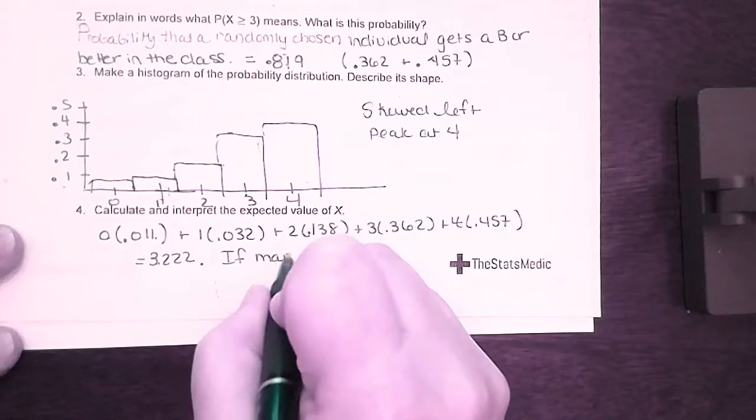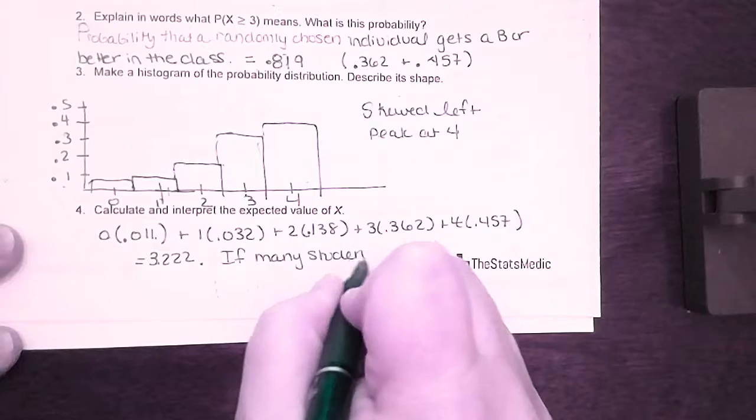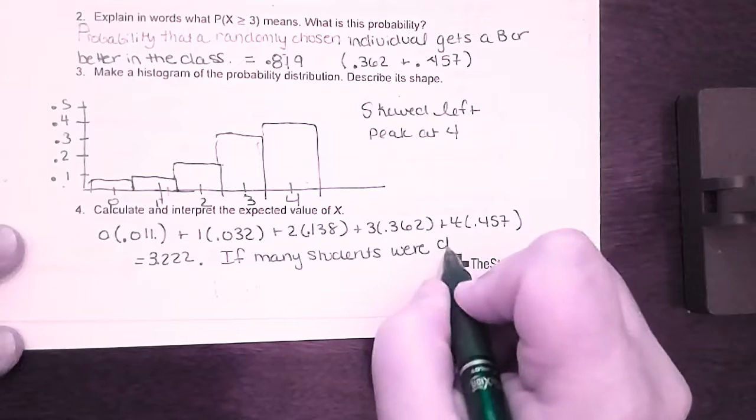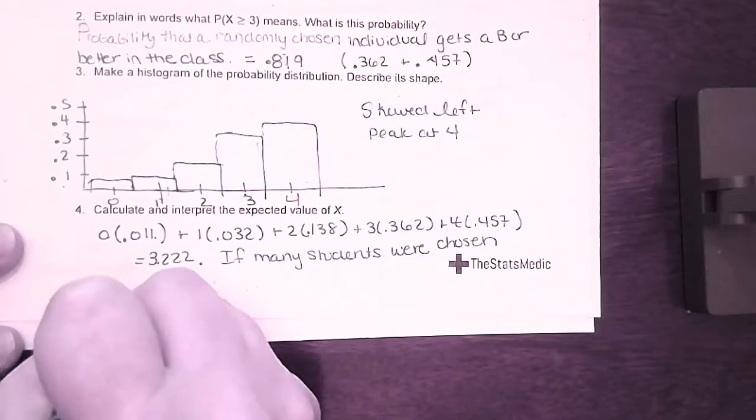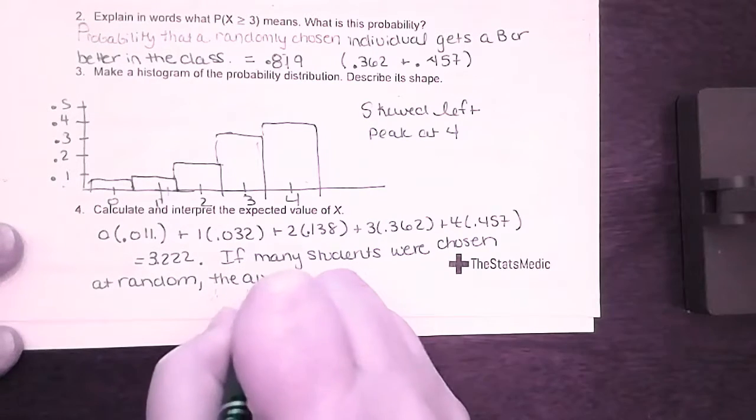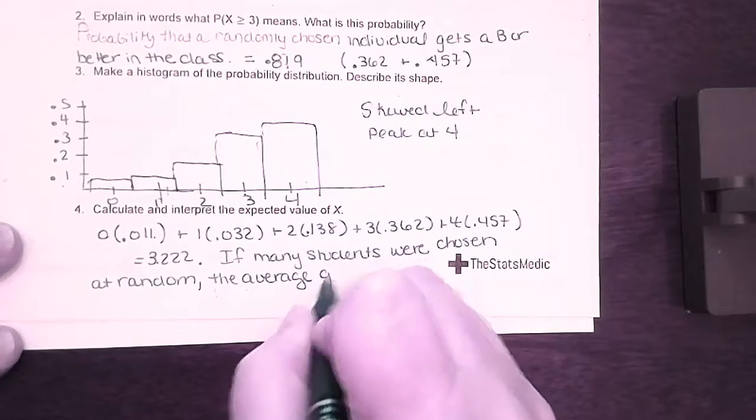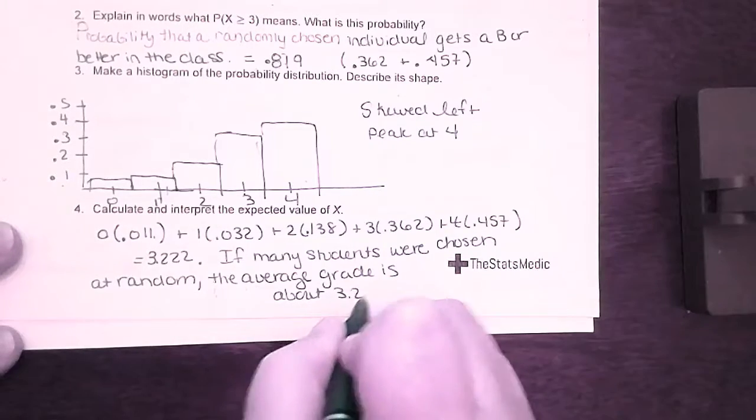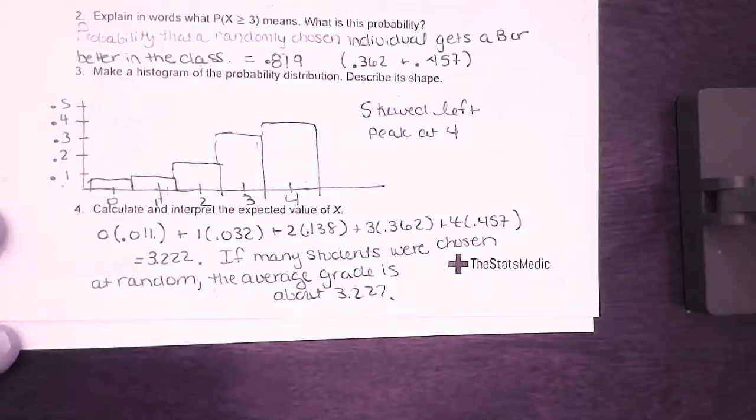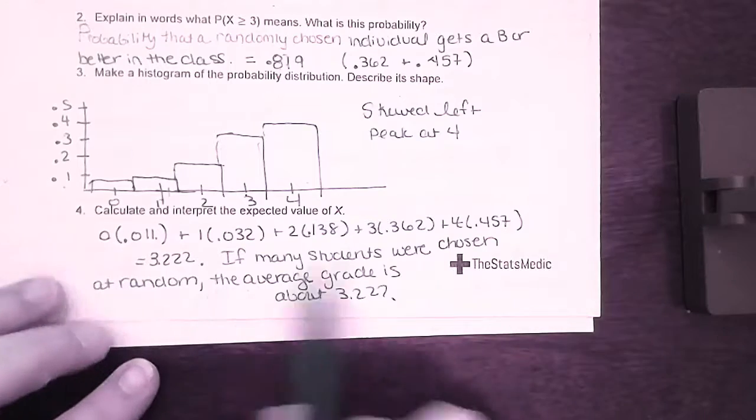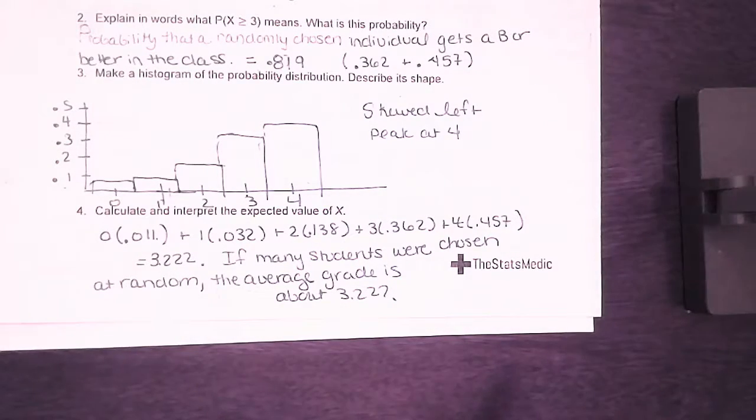So the way I would explain that is that if many students were chosen at random, the average grade is about 3.222. Okay? So that's going over day 1 of 3.1. I'm going to keep going over section 3.1, and then I'll probably put in a different video for 3.2.